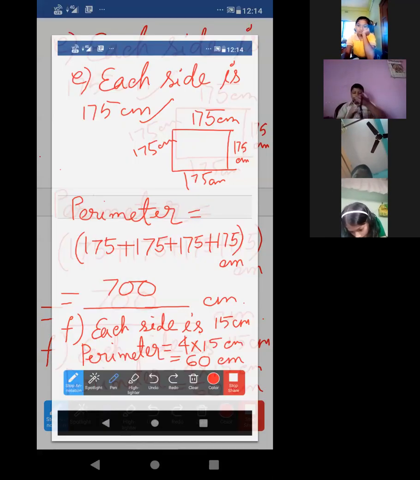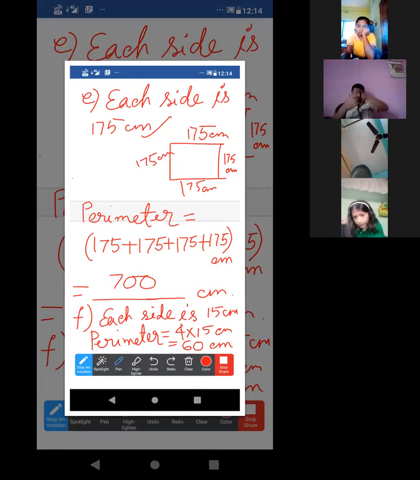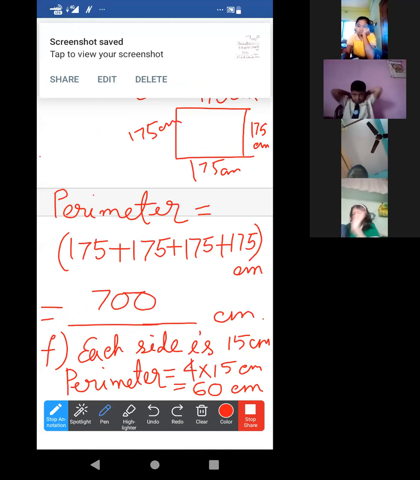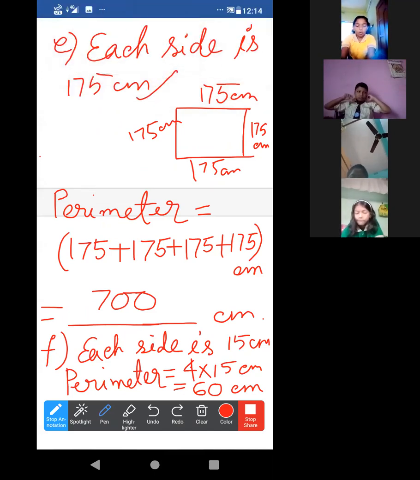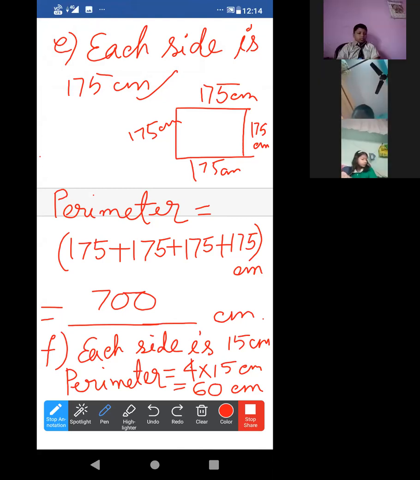Acha, okay, now the homework I am giving, that homework you will have to submit in the assignment section. I will create a blank assignment there. You will have to submit that.